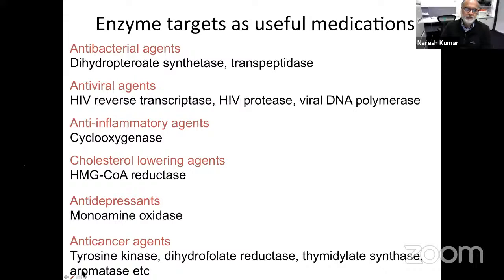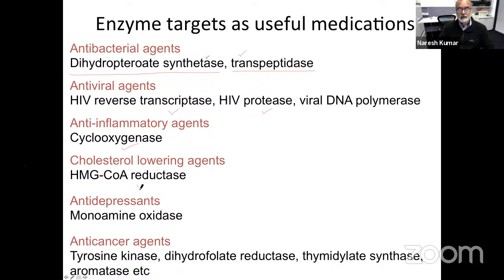antibacterial agents, typically we looked at transpeptidase today, which is involved in the synthesis of the cell wall, but there are other antibacterial agents which inhibit folate synthesis. These are a couple of examples of enzymes involved as antibacterial agents. There are many others, this is just some examples. Antiviral agents, there are transcriptase enzymes, there are protease enzymes. Anti-inflammatory, there's the cyclooxygenase enzyme. Cholesterol lowering drugs, we just talked about just now, that's the reductase enzyme.